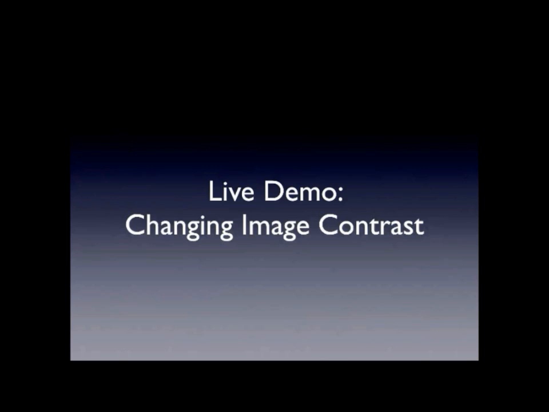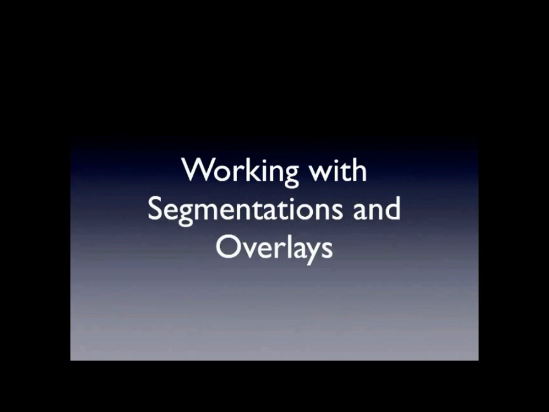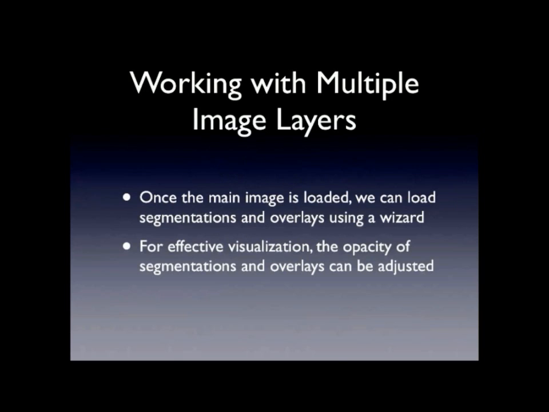Okay, so I'm gonna move on to the next topic, which is working with segmentations and overlays. So once we start working with segmentations and overlays, we're working with more than one image layer. So far, we were only working with one image layer. So in order to load a segmentation, we first have to have an anatomical image loaded. And the segmentation has to be an image of exactly the same dimensions as the anatomical image in SNAP.